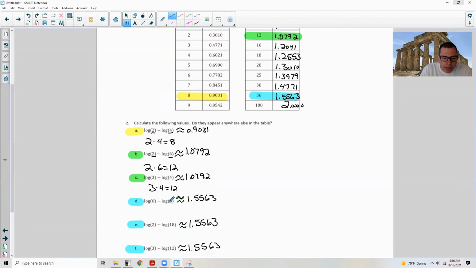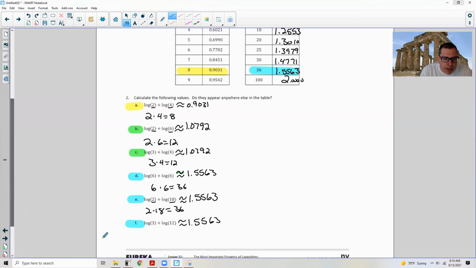Log of 6 plus log of 6 gave us 1.5563, which is 36. That is equivalent to the log of 36. And 6 times 6 is 36. I'm going to speed up here now. 2 times 18 is 36. And finally, F, 3 times 12 is 36. Okay. Interesting, isn't it? All right, so what are we going to do now?